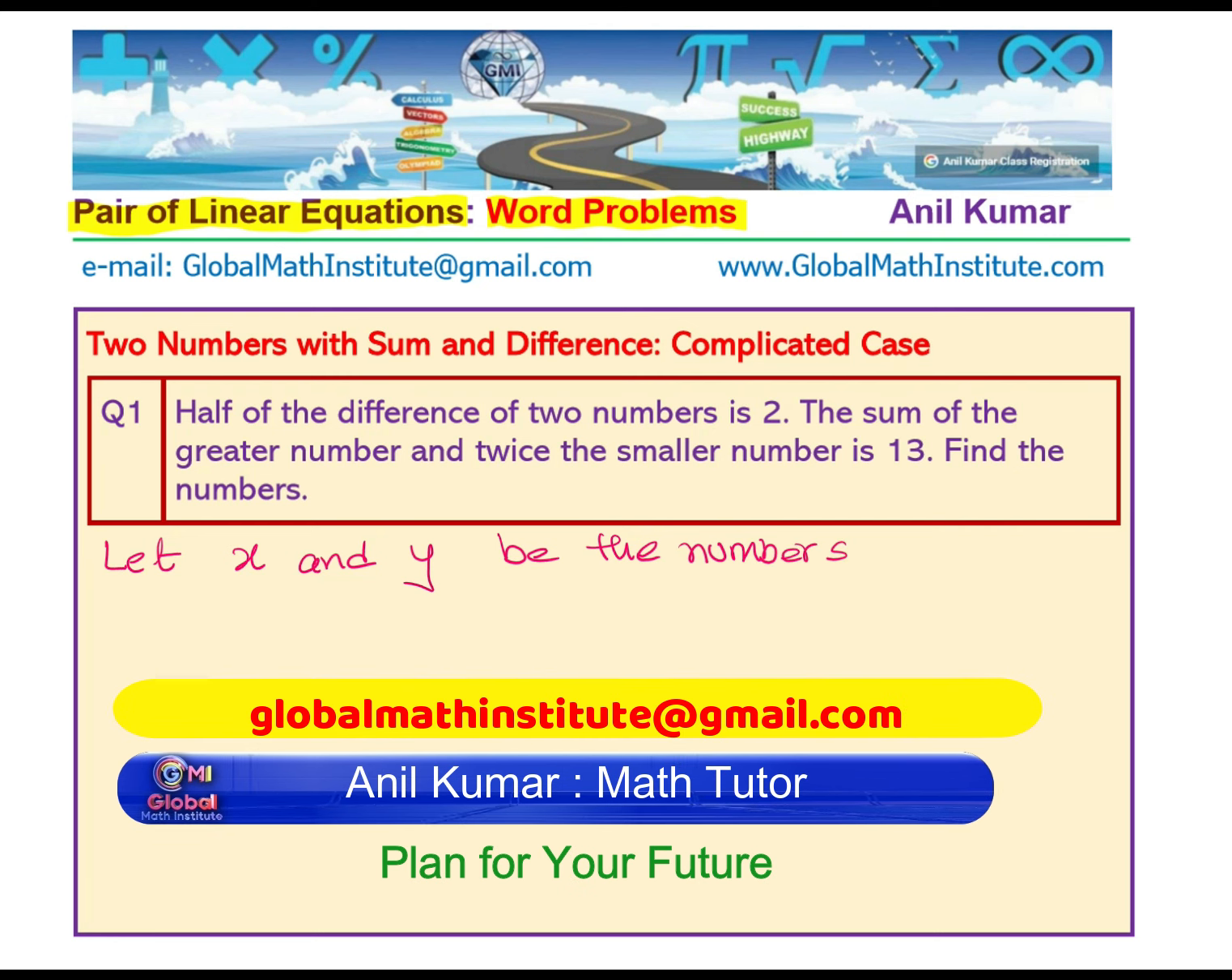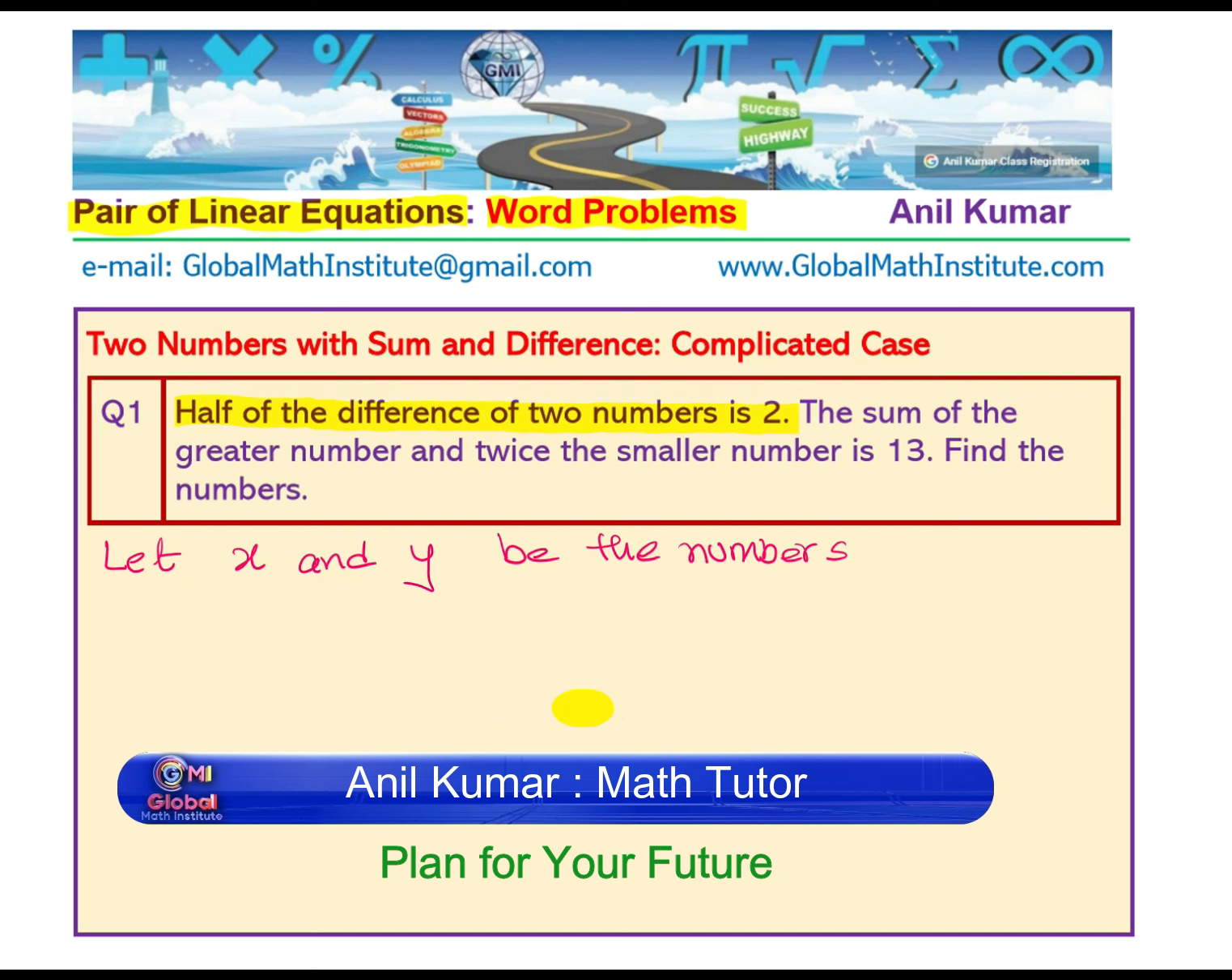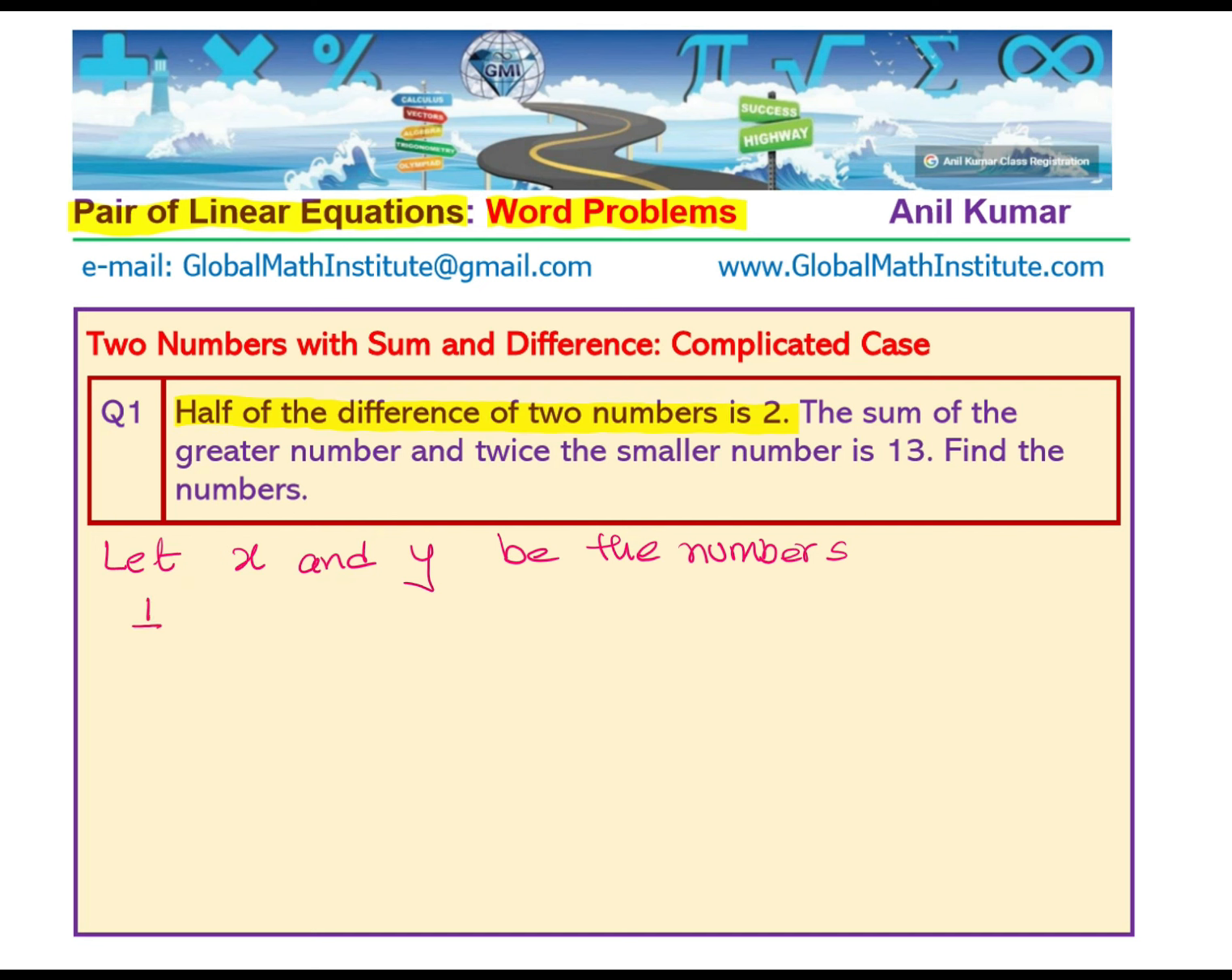Now read the sentence again. Half of the difference of two numbers. So half difference of two numbers, we are assuming x to be greater than y. Then we'll write x minus y. So that becomes the difference of two numbers is 2. Very tricky equation, right? Half of the difference of two numbers is 2. So as soon as you get your equation, label it. So here's equation 1 for us.